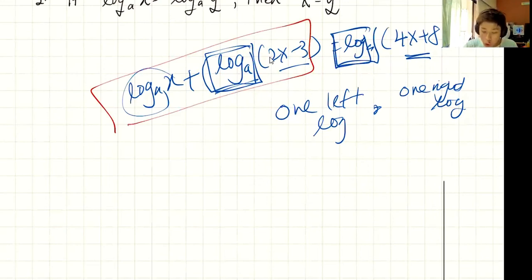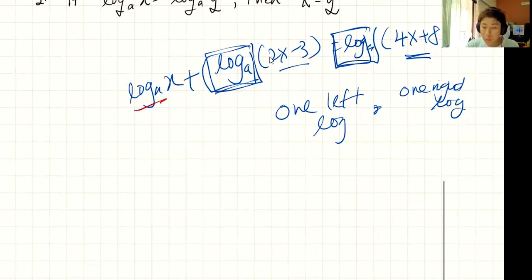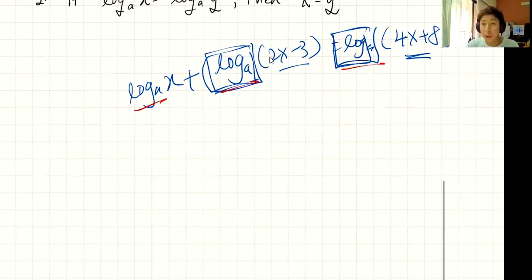You understand what I mean? You don't straight away compare now. You might be so excited and say, oh, log base a, log base a, log base a, I'm so happy, I will compare. Then you end up getting half the marks or not even getting any marks. You get what I mean?